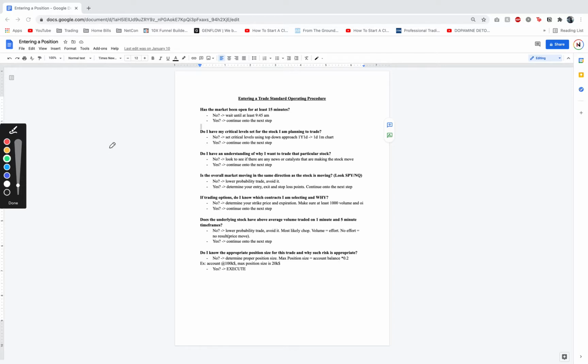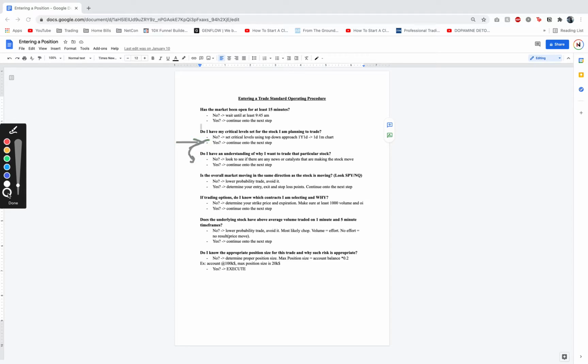And again, if I do not have my critical levels set, I will set critical levels using a top-down approach, from the 1 year chart all the way to the 1 day, 1 minute chart intraday, and I'm going to set my support levels and resistance levels. That way I have data to base my trades off of. If I do have those levels set, if I do have support and resistance set and my stocks are charted, great. I'm going to continue on to the next step.